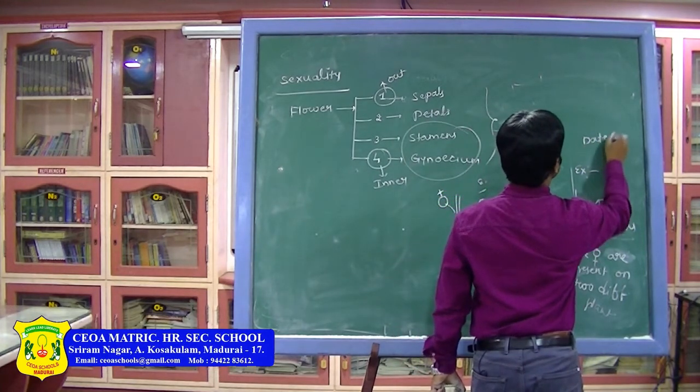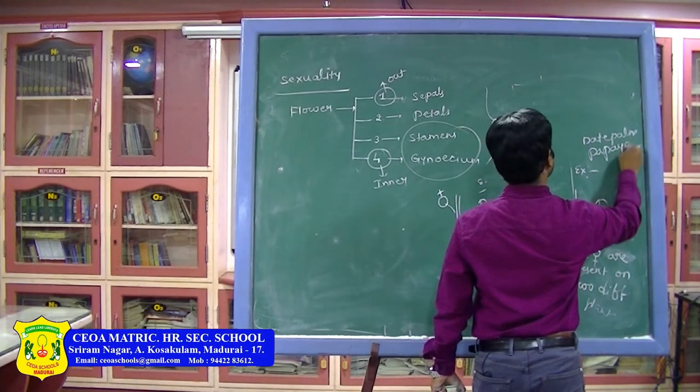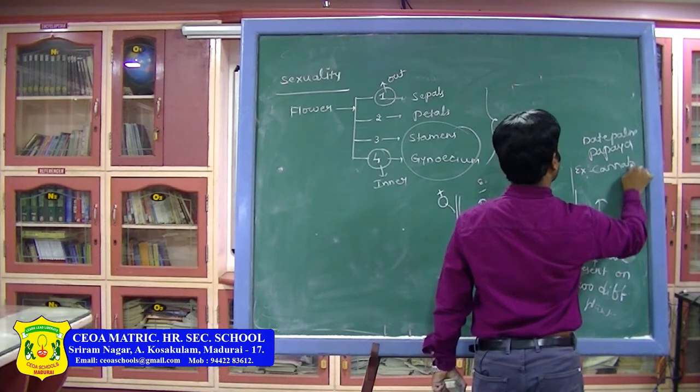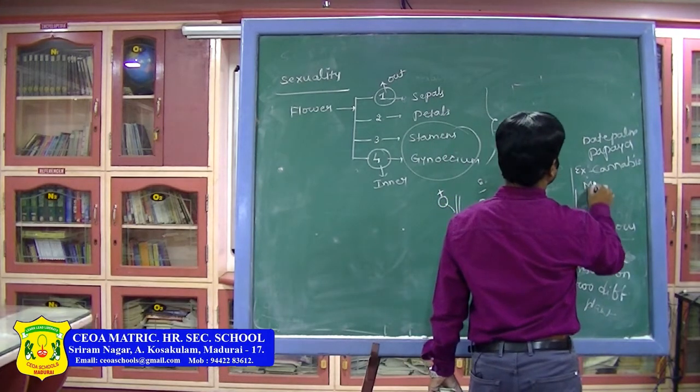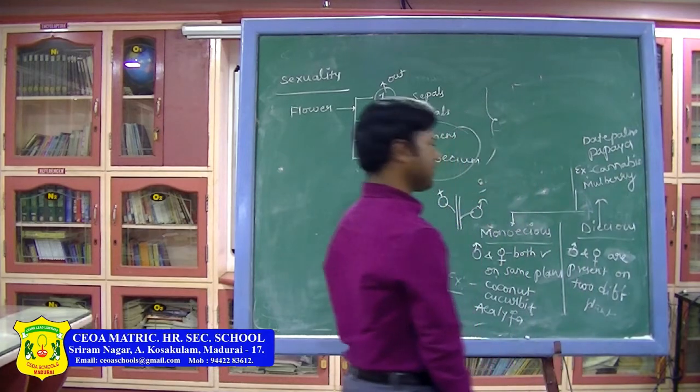Date palm, papaya, cannabis, mulberry. What is that? Mulberry. These are the examples for dioecious.